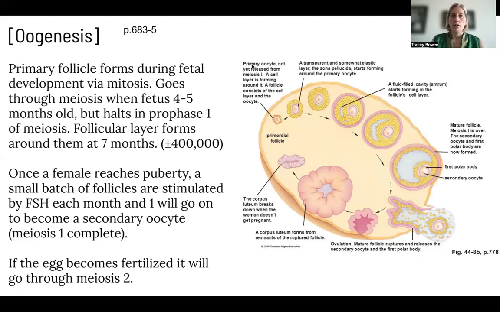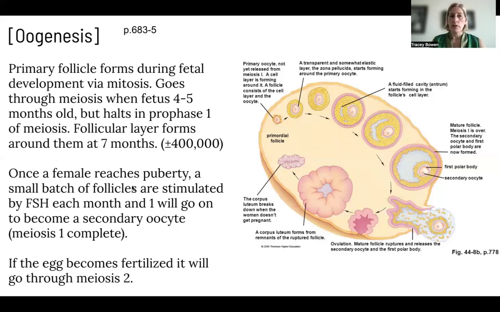The primary oocyte has not been released from meiosis 1. The primary follicle forms during fetal development via mitosis, and then it goes through meiosis when the fetus is 4 to 5 months old, but it halts in prophase 1 of meiosis, and it's just chilling there. Then the follicular layer forms around them at about 7 months. Most female fetuses are born with about 400,000 follicles. Not all of these are going to become viable eggs.